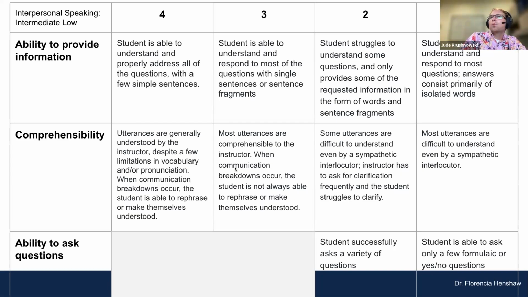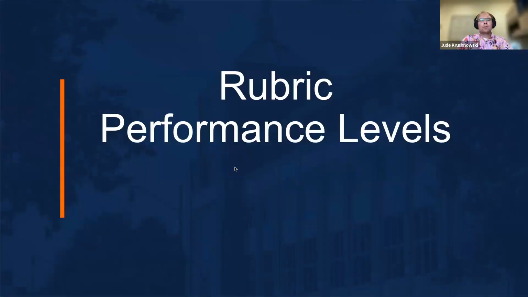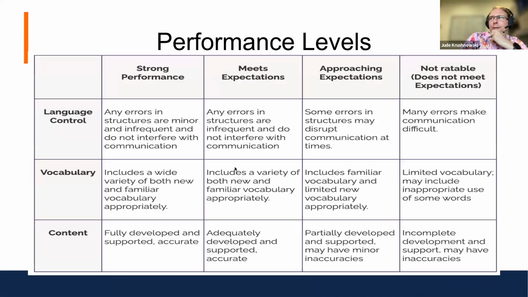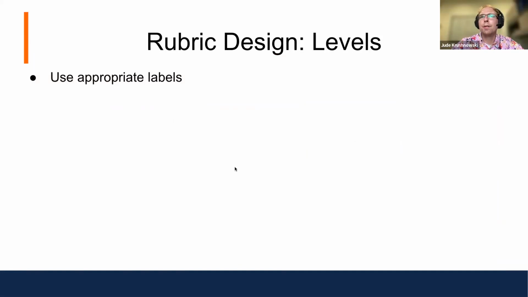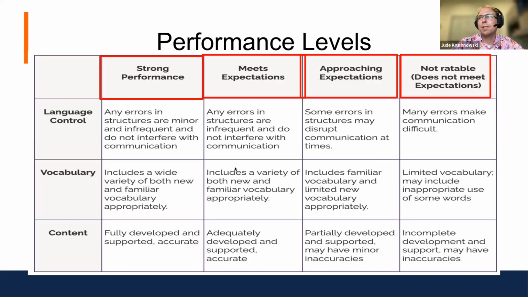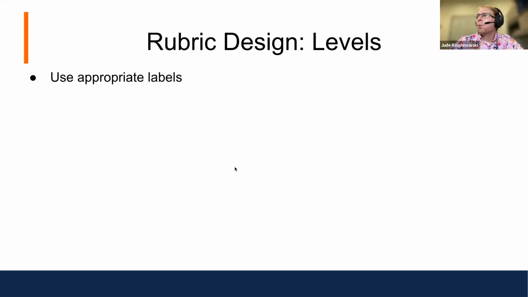And so we want to be mindful of those criteria when we're selecting them. Once we've selected our criteria, we then want to establish performance levels that are appropriate for our students. And so we want to use appropriate labels in our rubrics, of course. So as we see here, this is a rubric from Carla. It's strong performance, meets expectations, approaching expectations, and not rateable. So these are okay performance levels. We want to use appropriate levels.